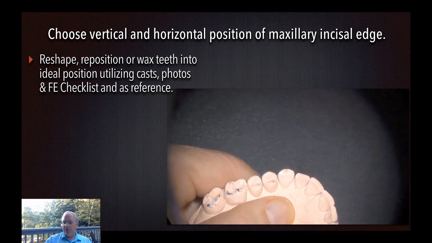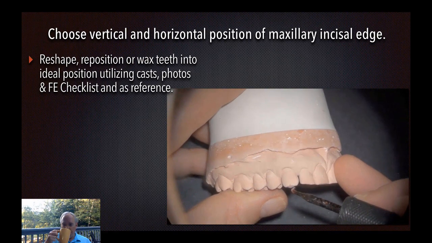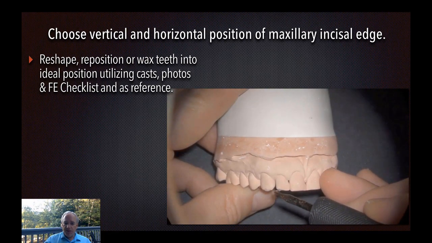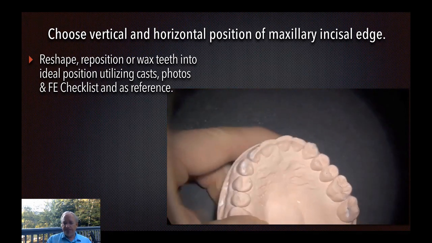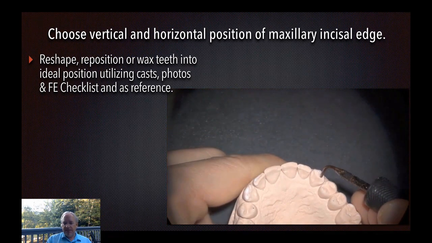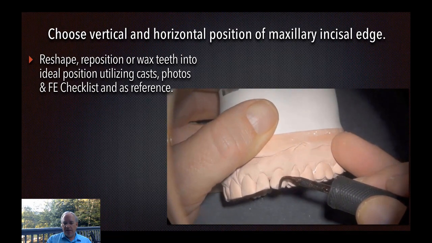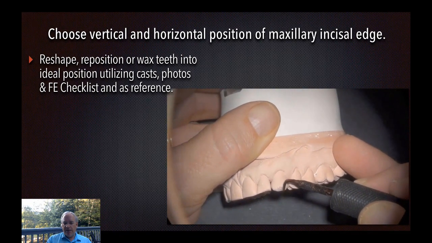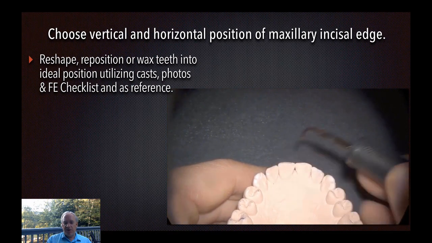And so here again, with our little electric waxer, we can do some of those things. So notice, even before I start looking at our occlusion, I'm getting my front teeth kind of where I want it. And this will help us later when we start going through excursions.